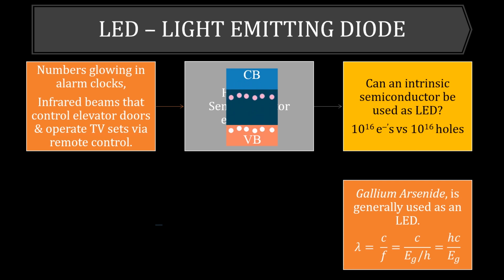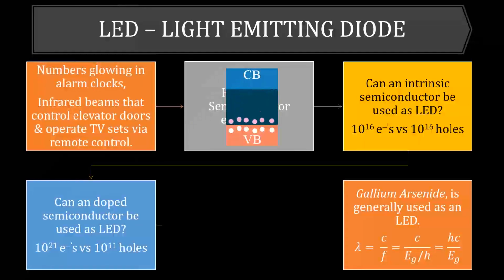Now, in intrinsic semiconductor, we had 10 power 16 electrons and 10 power 16 holes. So therefore, 10 power 16 electron hole pairs are not sufficient for the light to be intense enough to cause the numbers to glow. Suppose I take an N-type semiconductor. Here we have 10 power 21 electrons, but here we have only 10 power 11 holes. So, recombination will occur only for 10 power 11 holes, and the intensity becomes even lesser.